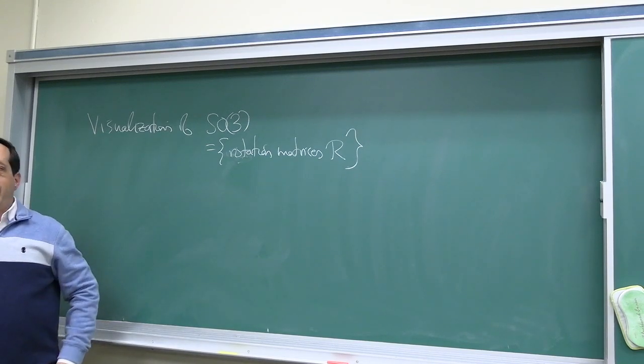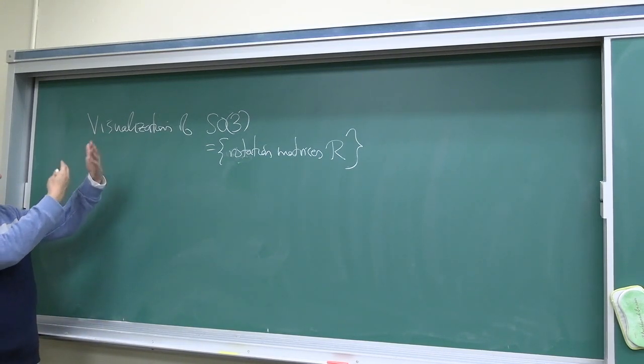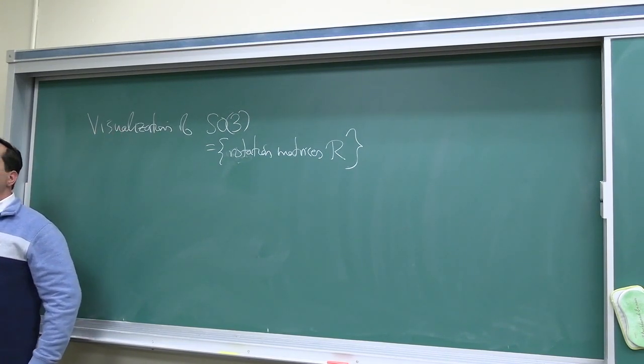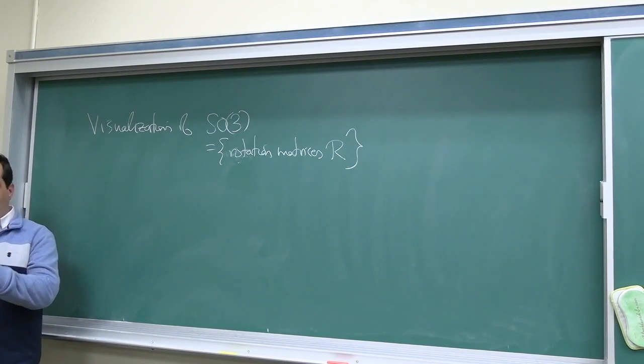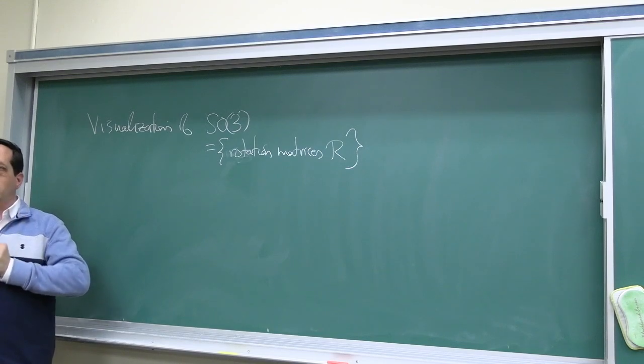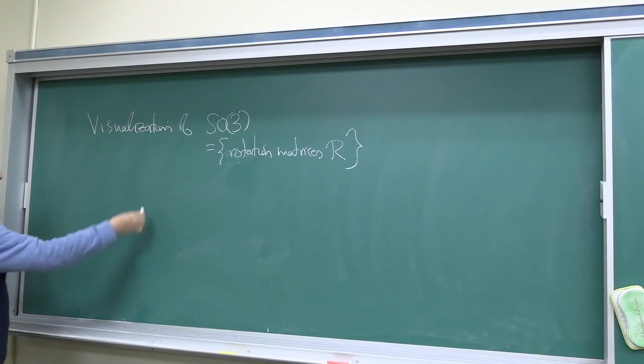I'm going to now use this axis angle perspective to give us a way to visualize the space of all rotations. I'm not trying to visualize R3. I'm talking about visualizing the collection of all rotations. So how do we do it?